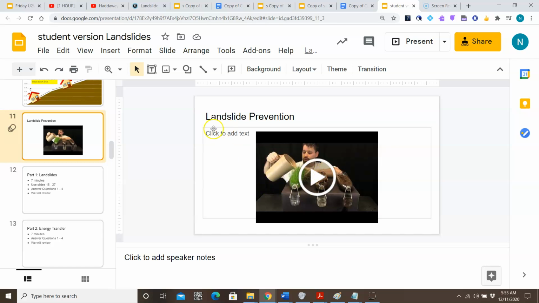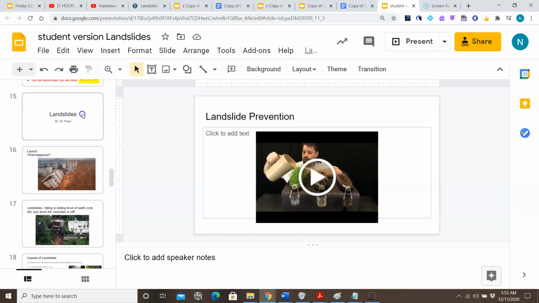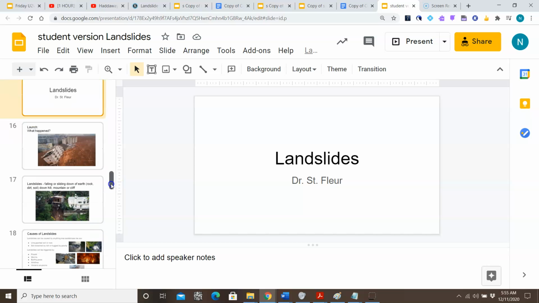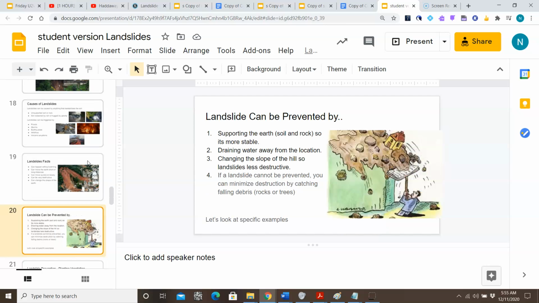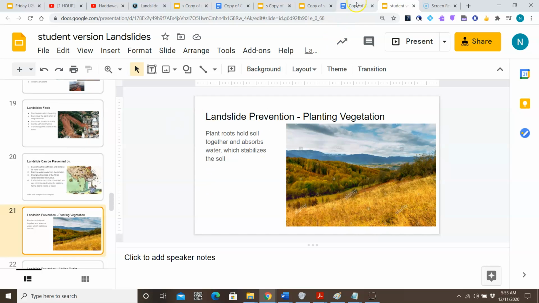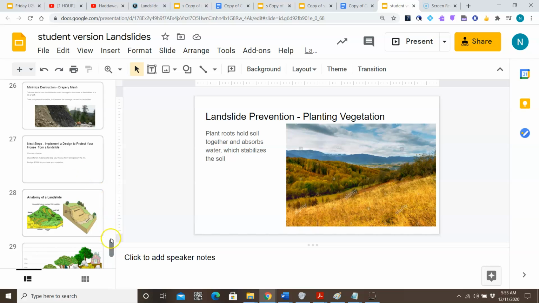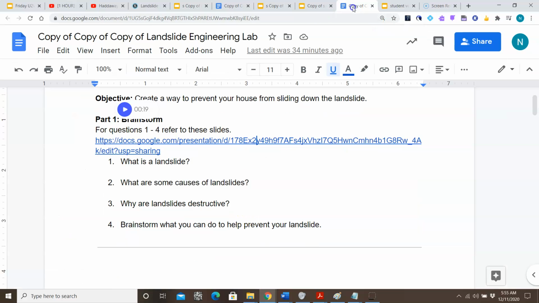There's another video which will show you how to prevent a landslide. And then for the real meat and potatoes, this is a part you definitely need to look at. Starting on slide 15, this is where you're going to find the information to answer those questions, okay? So you go through slides 15 through 26. Okay, so that will help you with part 1.